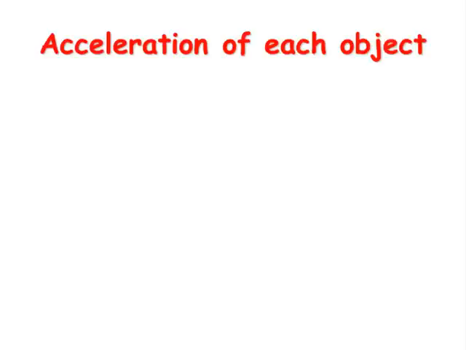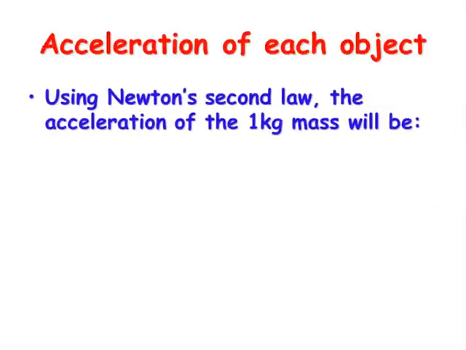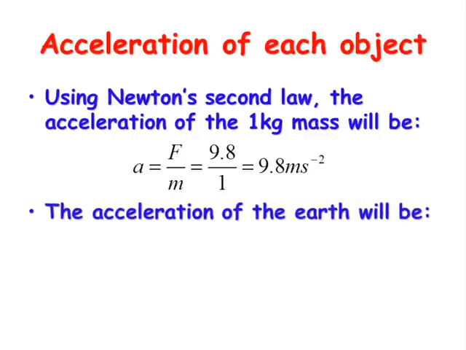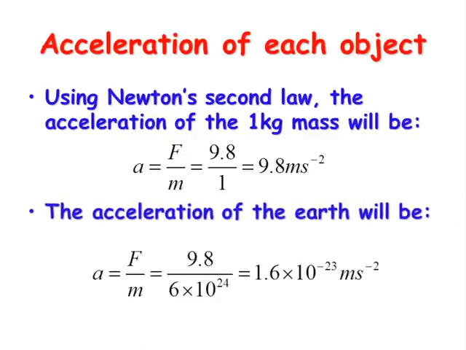If we take it a step further and have a look at the acceleration that each object would then experience. The 1 kilogram mass, the acceleration is 9.8 meters per second squared towards the Earth. When we look at the acceleration of the Earth, we've got 1.6 times 10 to the negative 23 meters per second squared. So it's insignificant. It's going to have a very little impact on the Earth. This is why we see objects fall to the Earth rather than the Earth fall to the object.